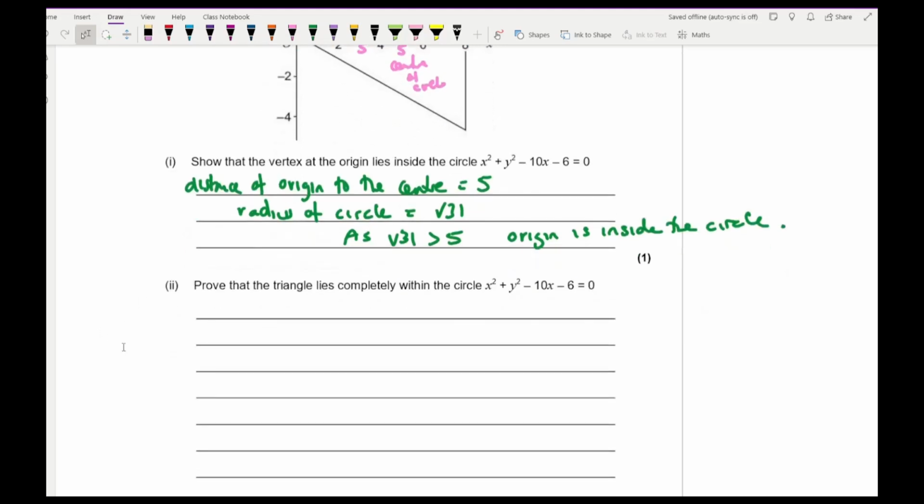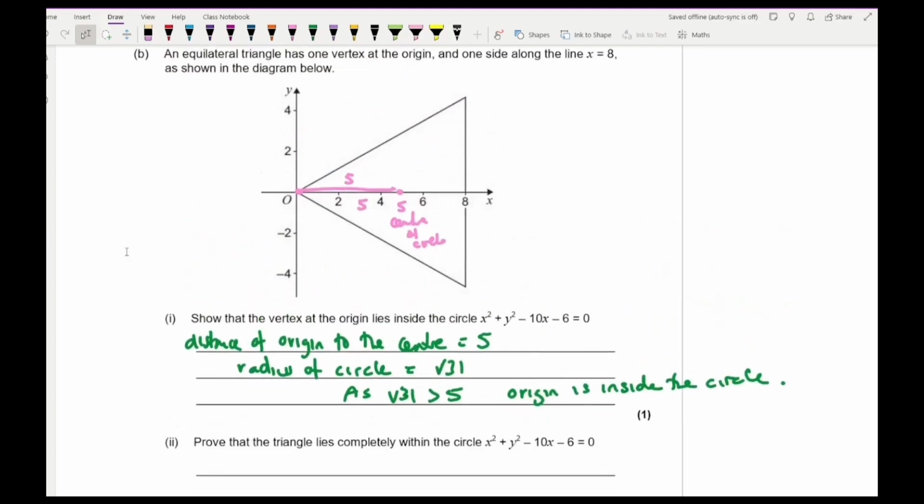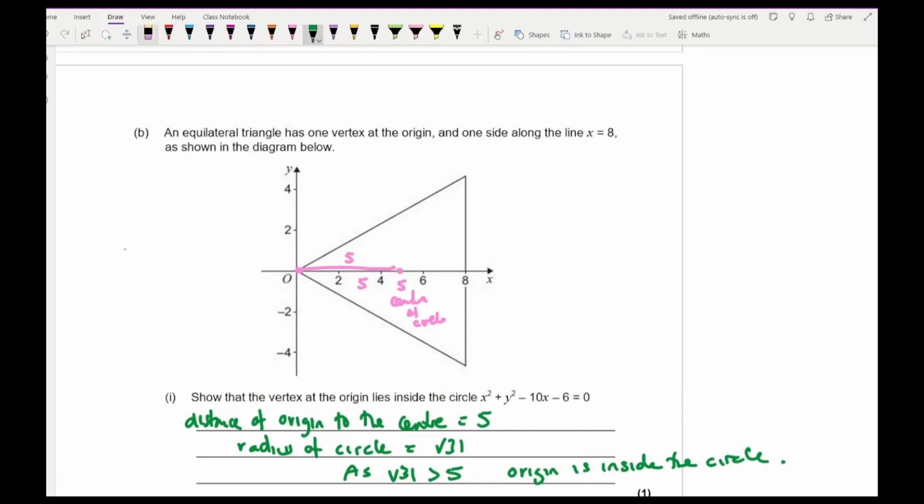Then for part 2, it says prove that the triangle lies completely within the circle of x squared plus y squared minus 10x minus 6 equals 0. Now for this, I'm going to do this over here, and let me just get rid of all the markings that we can see, just so that I can use the diagram for C.